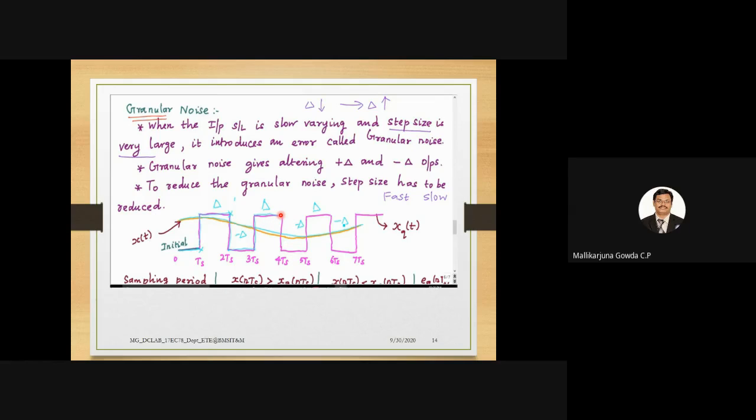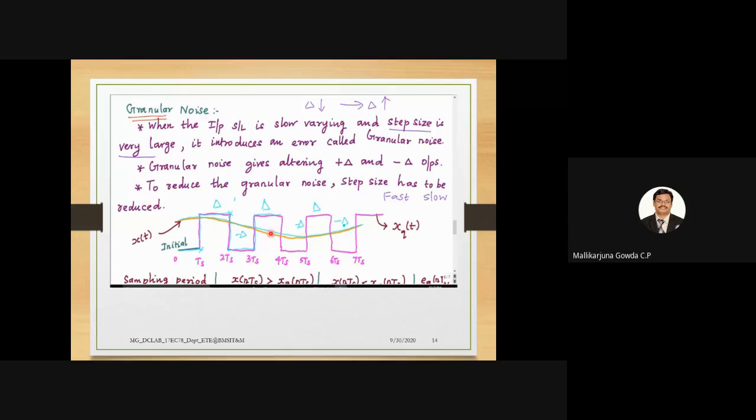Now it will compare with the analog signal. Now the staircase waveform is more than the original analog signal, so it will be decremented by delta. So this drama repeats. It will stay at that value. Now it will compare. So now x of nTs is greater than x hat of nTs, so it will be incremented by delta, and so on.